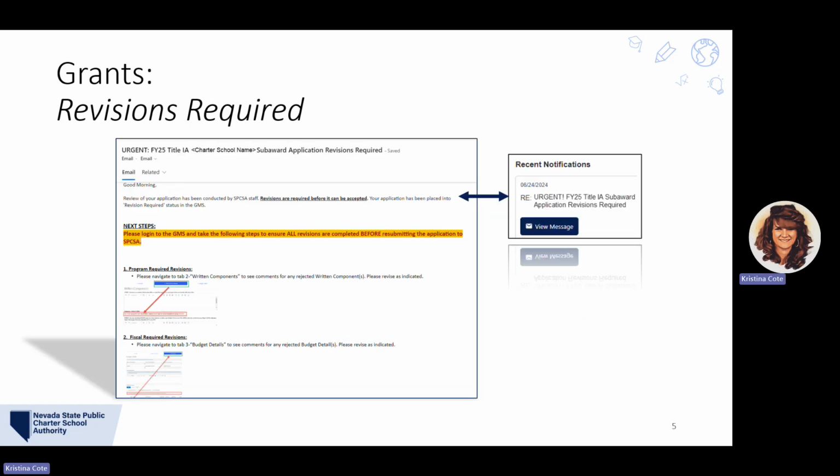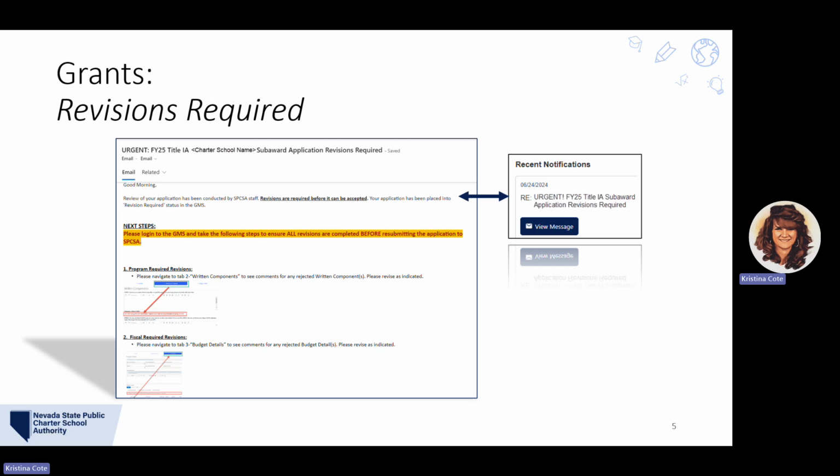If corrections are required, the lead grants and projects analyst for the grant will send out an email communication from the GMS portal to the designated school GMS application contacts outlining what components of the grant application need to be revised. The screenshot on this slide provides an example of part of a communication that was sent to a school with the Title I-A application that was placed in revisions required status because it had components that were not approved. All revisions outlined in the communication must be completed before the school resubmits the application to the SPCSA for re-review.